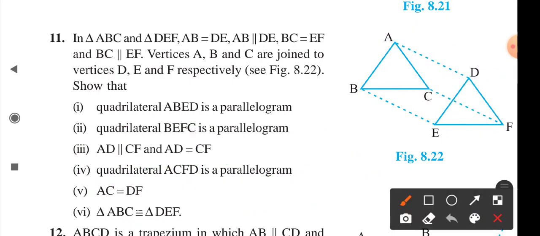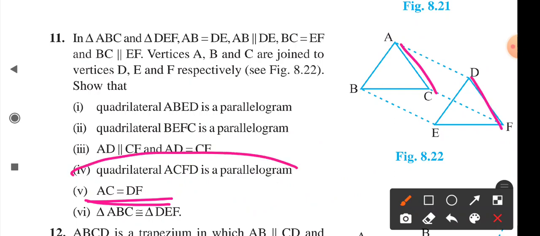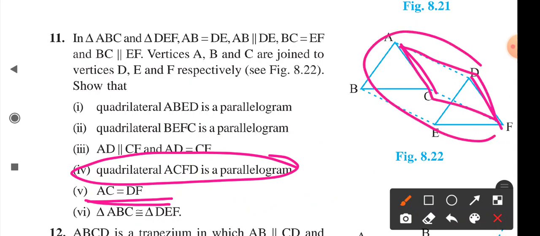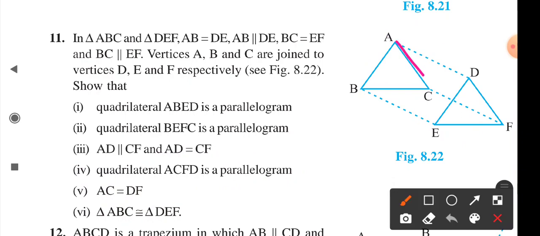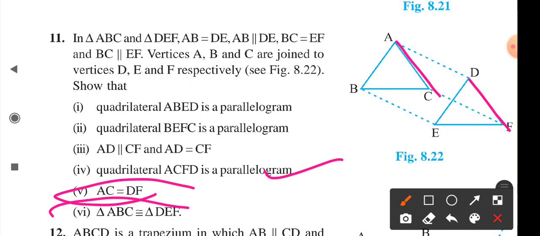Now moving to the next part, AC equal to DF. As you can see in the third part, you have already proved ACFD as a parallelogram. This is a parallelogram, so definitely the opposite sides of a parallelogram are equal. So you can say that AC is equal to DF by the fourth part. Now moving to the last part. The last part is very easy.